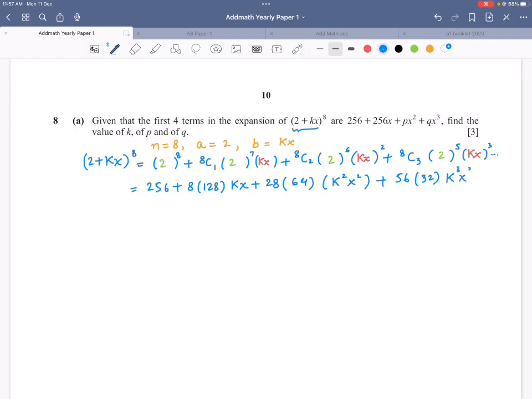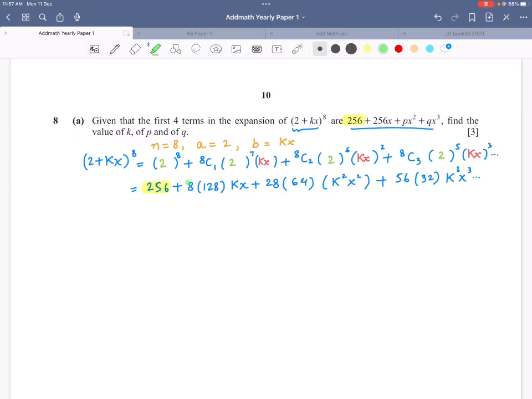Alright, so we have expanded the formula till x cubed because we need to compare the coefficients of these 4 terms to find the values of k, p and q. At first I will begin with the constant value. The constant is 256. I am getting 256, and 256 is present in the question. That means there is no need to compare the constant value.